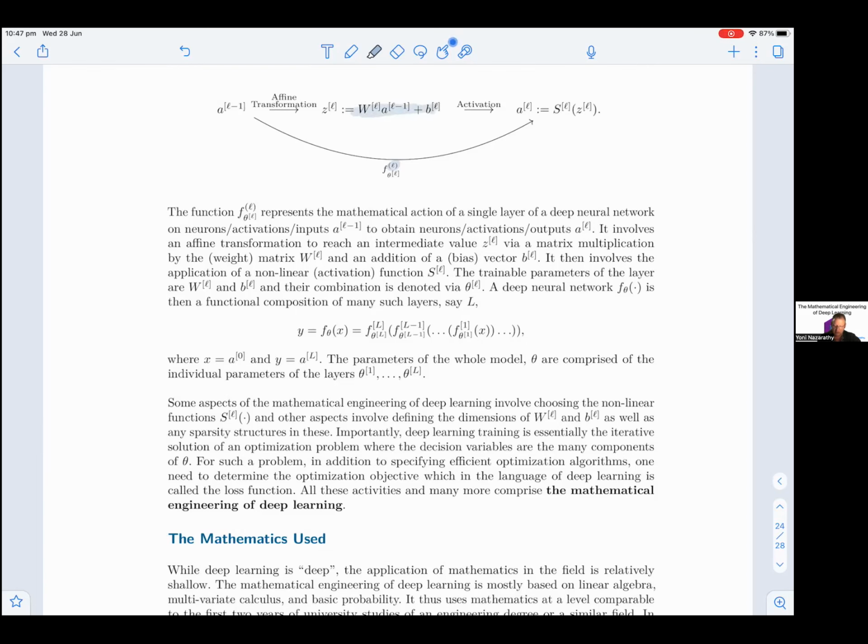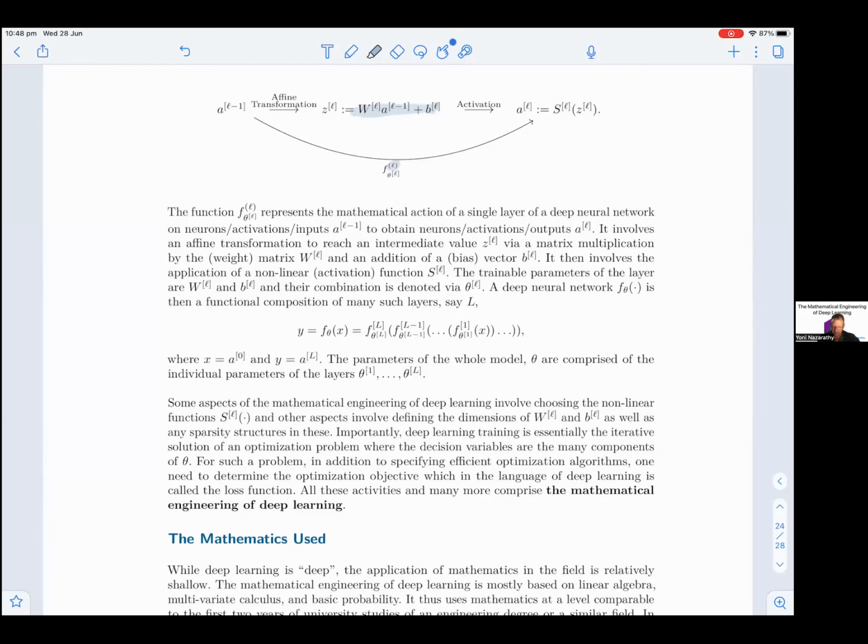It then involves the application of a nonlinear activation function, S superscript L. The trainable parameters of the network are W superscript L and B superscript L, and their combination is denoted via theta superscript L. A deep neural network, F sub theta, is then a functional composition of many such layers, say capital L of them. Y equals F sub theta of X, and that is F L applied to F L minus 1, applied up to F 1, and all that is applied to X, where X is A superscript 0, and Y, the output, is A superscript L. The parameters of the whole model, theta, are comprised of the individual parameters of the layers, theta 1 up to theta L.